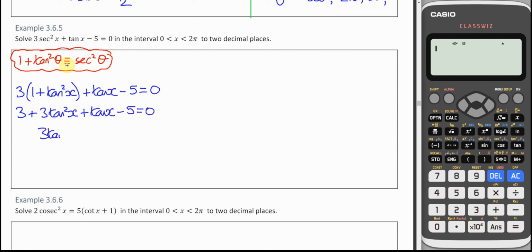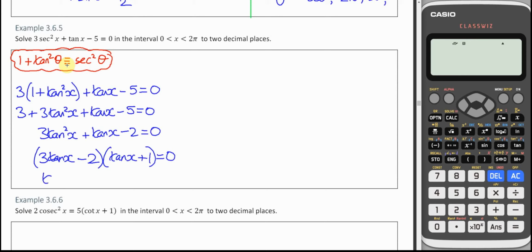It's a quadratic in tan x. So 3 take away 5 is negative 2. It might factorize, it might not. This is another example where it does factorize, so that's probably the quickest way of solving it. You could also solve it using the solver tool on the calculator as well. But if I put a minus 2 there and a plus 1 there, then that works.